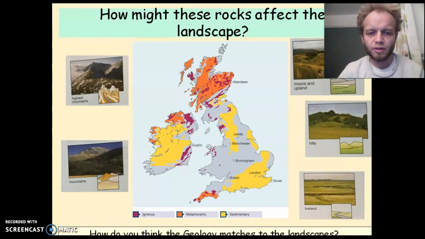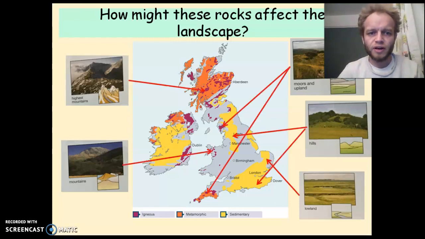We will now want you to think about how this geology matches to the landscape, because obviously different types of rock will have different types of landscapes. So pause this video and I want you to try and think which of these pictures would go with which type of area. So have a think to yourself, pause the video and then match them up to the areas.